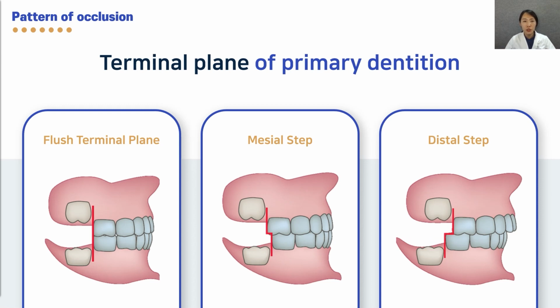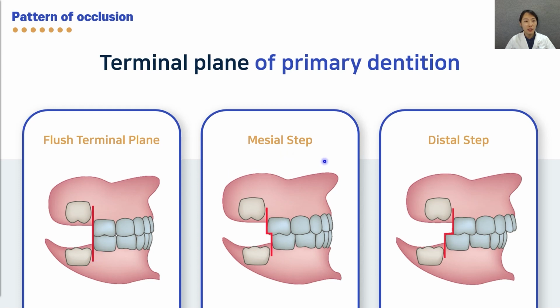After completion of primary dentition, the relationship of distal terminal planes of opposing second primary molar teeth can be classified into one of 3 categories. In the flush terminal plane, the anterior-posterior position of distal surface of opposing primary second molars are in the same vertical plane.